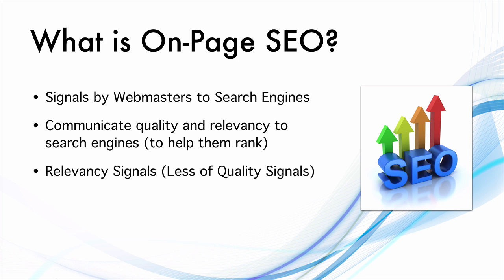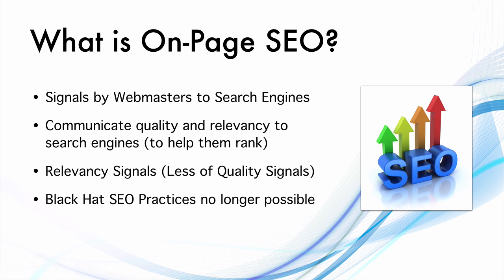I would say that when webmasters send signals to the Google search engine, we basically do it by doing on-page SEO. And on-page SEO are more of relevancy signals and less of quality signals. Because when you think about it, we cannot tell Google that our web page is of good quality. That is something that our users have to decide, and that basically comes under off-page optimization, because users will link to the site if it is of good quality.